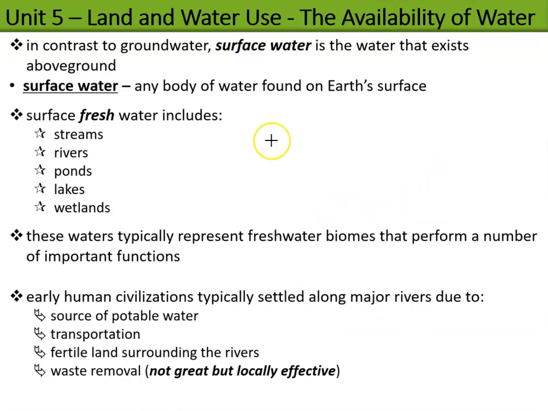All right, so we spent some time talking about groundwater. Now we're going to shift to the other type of water that is available for human consumption and use, and generally for other terrestrial organisms, plants, and animals.